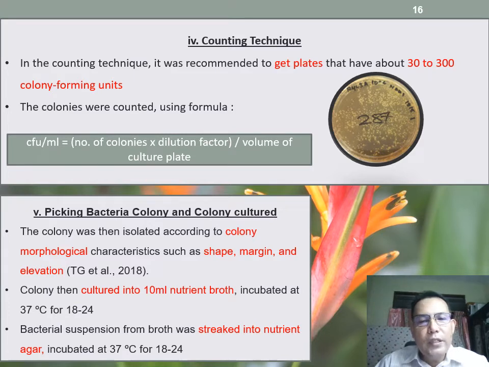Picking bacteria colonies and colony culture. The colonies were isolated according to colony morphology characteristics such as shape, margin, and elevation. Colonies were then cultured into 10 ml nutrient broth and incubated at 37 degrees Celsius for 18 to 24 hours. Bacteria suspension from the broth was streaked onto nutrient agar and incubated at 37 degrees Celsius for 18 to 24 hours.